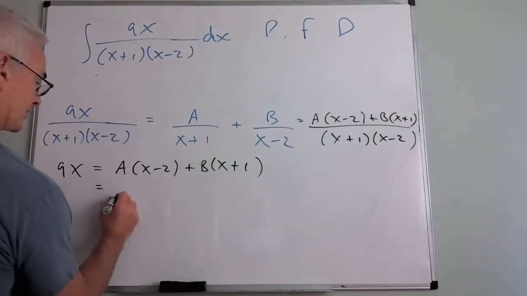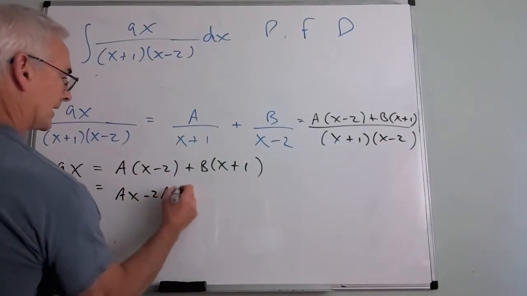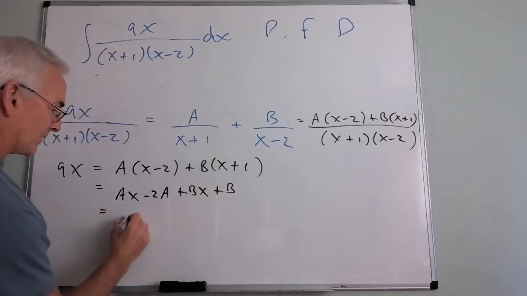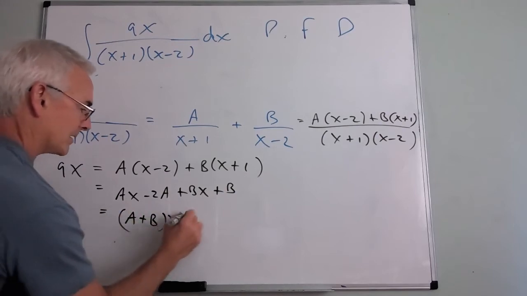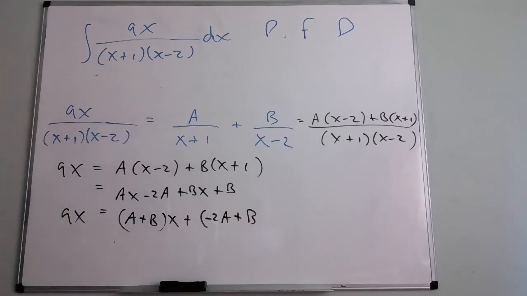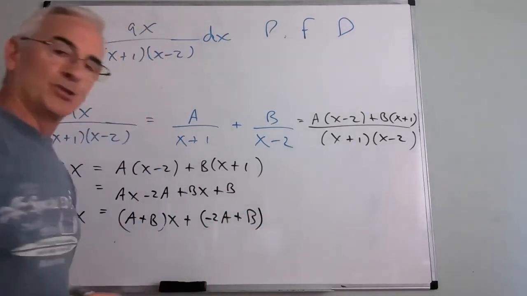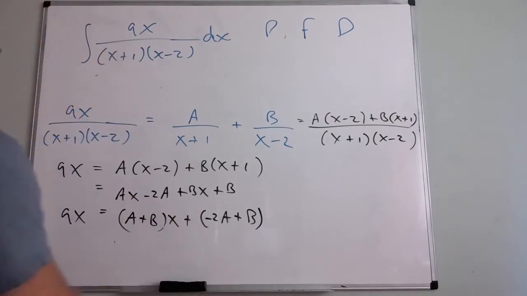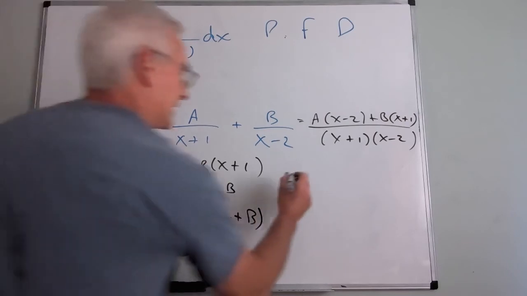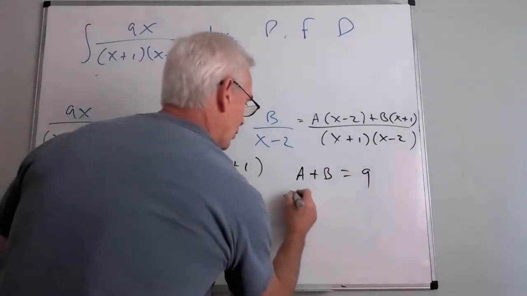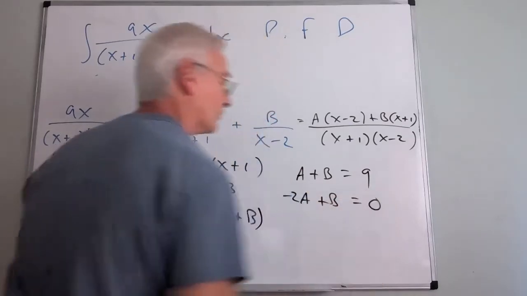It says, first thing I'm going to do is distribute: ax minus 2a plus bx plus b. Now I'm going to equate coefficients. So I have a plus b times x, plus negative 2a plus b. And I'm going to set that equal to 9x. That means I'm going to get two equations and two variables, my variables being a and b. What are my two equations? Well, think of this as 9x plus 0 if you want. That means that a plus b must equal 9. And that means the negative 2a plus b must equal 0.